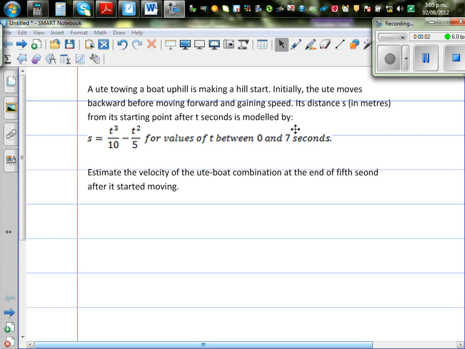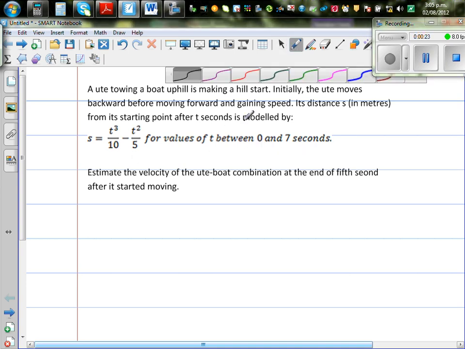A ute towing a boat uphill is making a hill start. Initially, the ute moves backwards before moving forward and gaining speed. Its distance, s in meters, from its starting point after t seconds is modeled by this equation, where s is t cubed over 10 minus t squared over 5 for the values of t between 0 to 7 seconds.